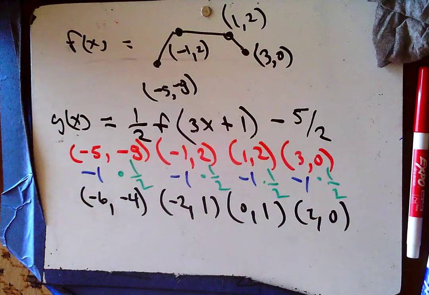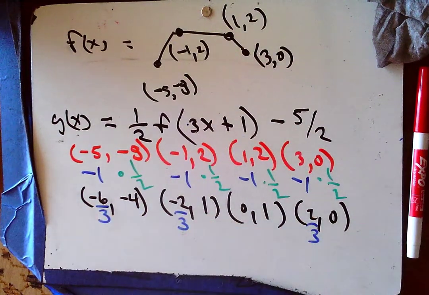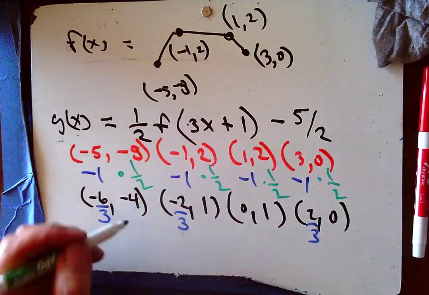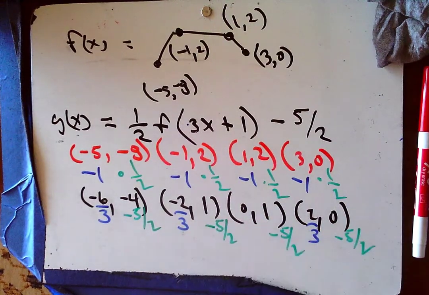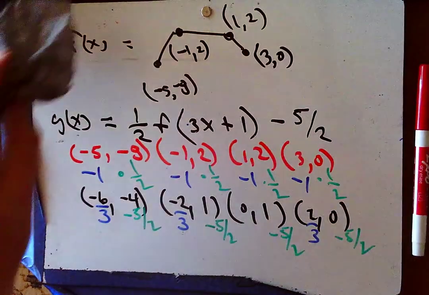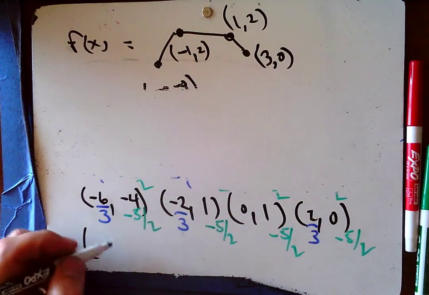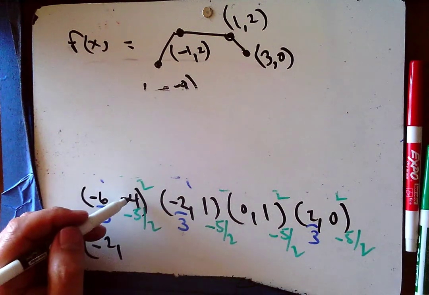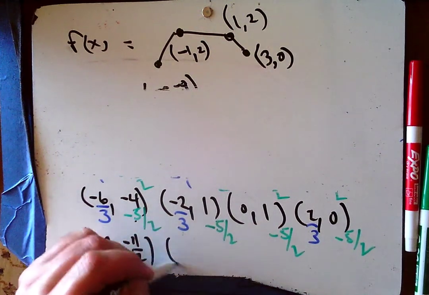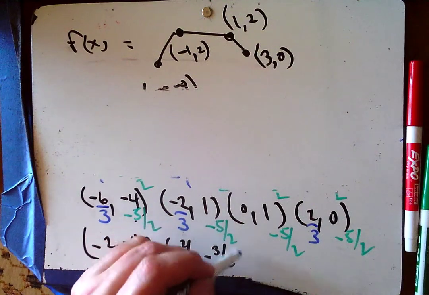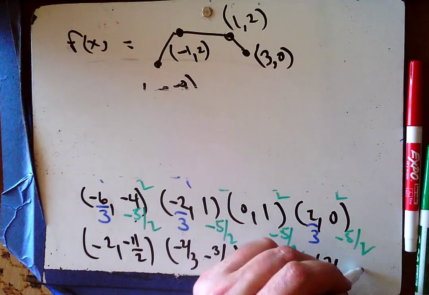And then I'm going to come back and I'm going to do dividing all the x's by 3. And I have to subtract 5/2 from all the y's. So my graph then, oops, I should probably write out these final points. (-2, -11/2), that's 8/2, 3/2 is -11/2, (-2/3, -3/2), (0, -3/2), and (2/3, -5/2).